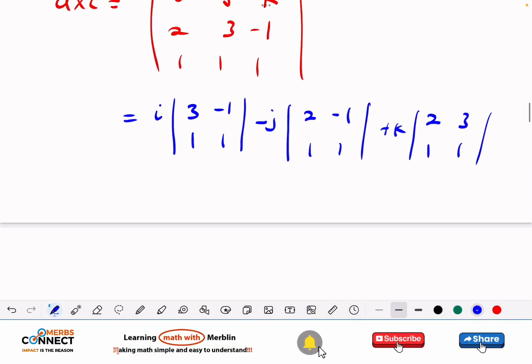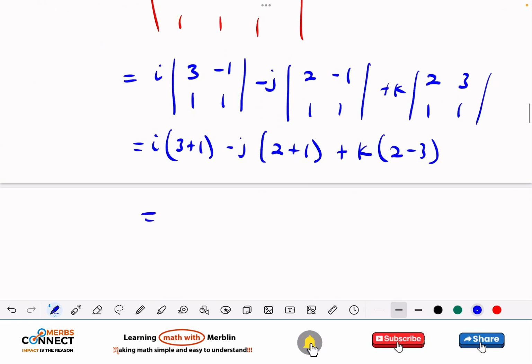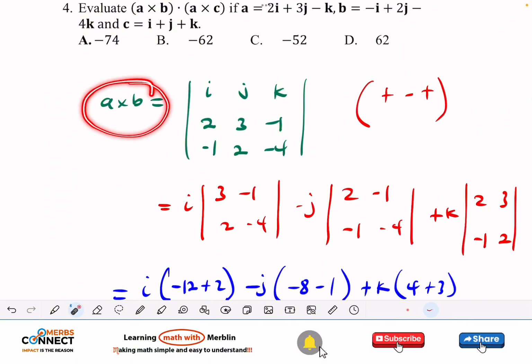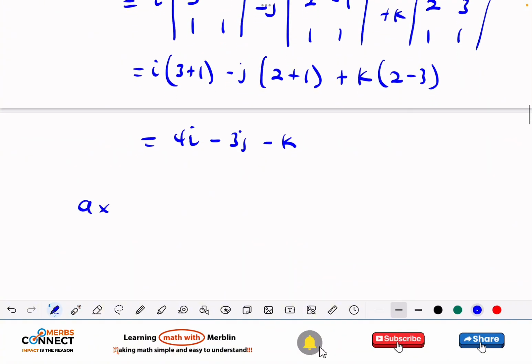So let's see what we are going to get from here. i goes with 3 plus 1, right? Minus j. Then we are going to have 2 plus 1 again. And then plus k. This is going to be 2 minus 3. So when we simplify this, we get 4i minus 3j minus k. So now we've gotten A cross C and A cross B. So now we need to find the dot product, A cross B dot A cross C.